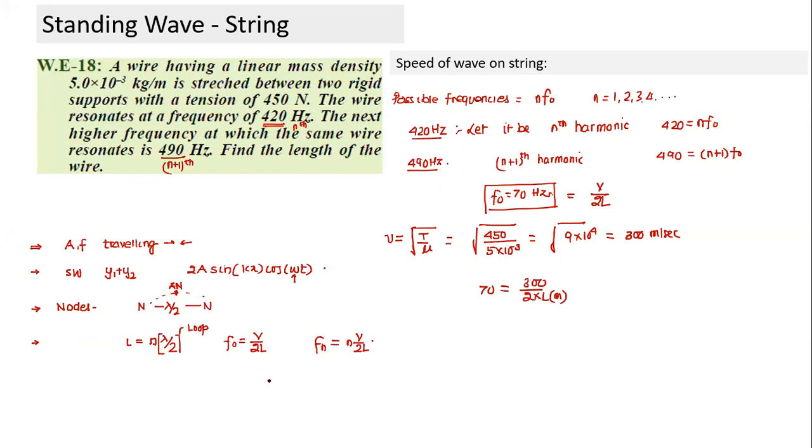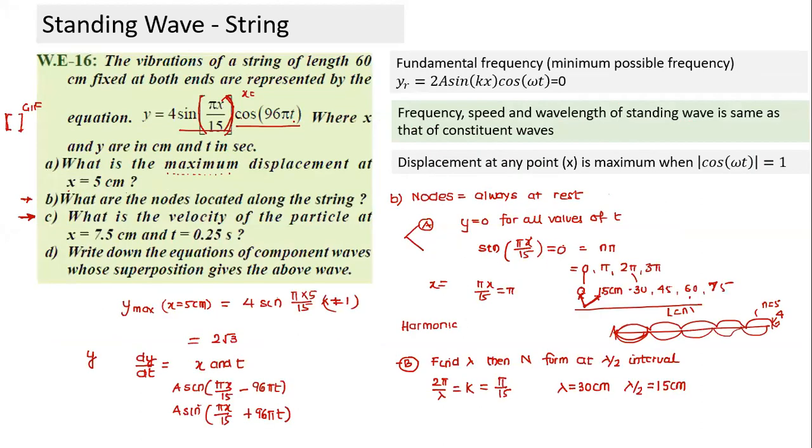Sir, I didn't really understand the diagrammatic representation. Why do we draw that double loop, sir? Why do we draw that double loop when we are indicating the shape? Okay, let us come to this equation.